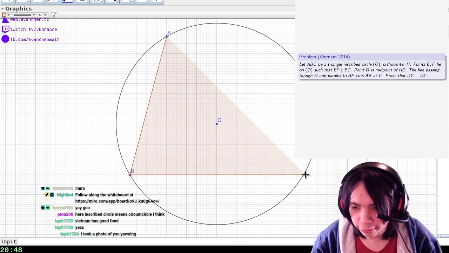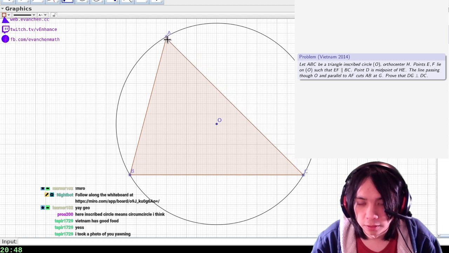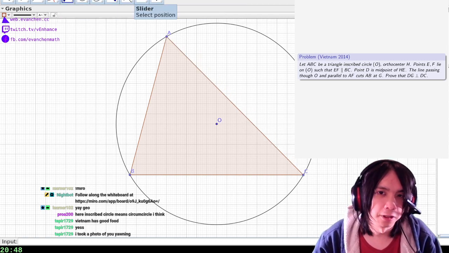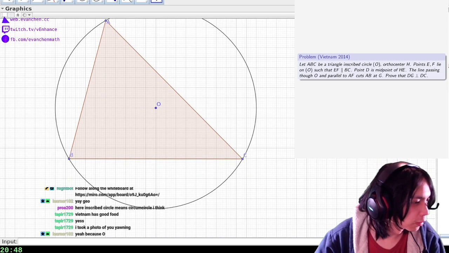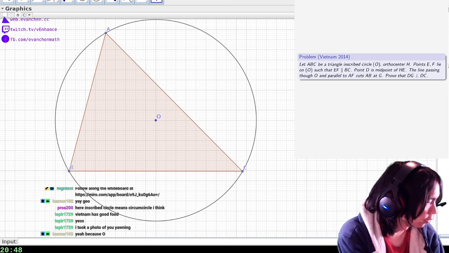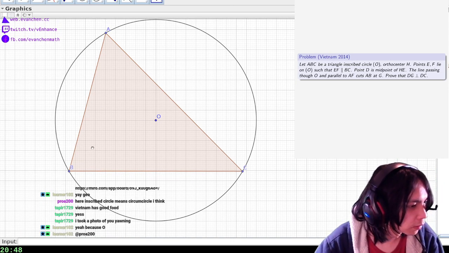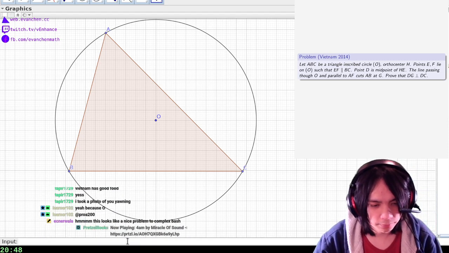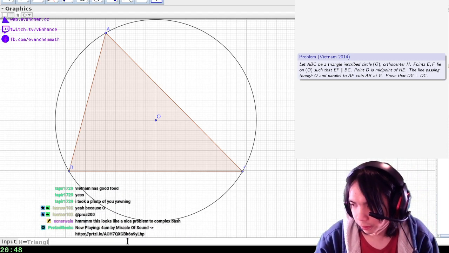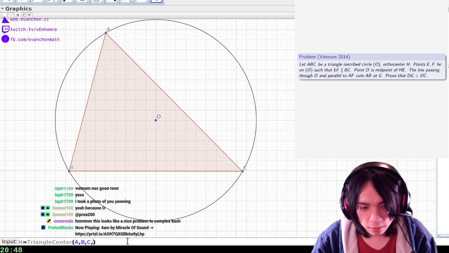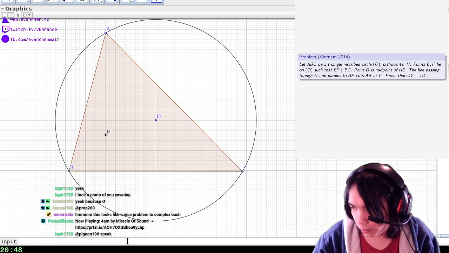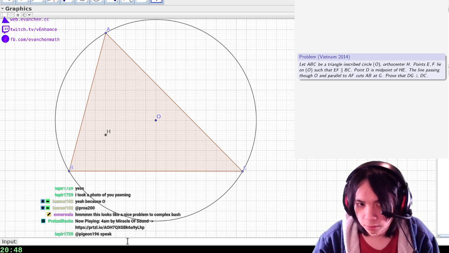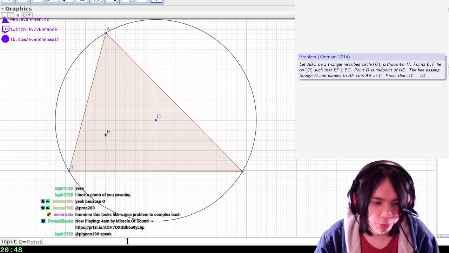Okay, so ABC is a triangle. Garden variety. Euclidean geo. H is the orthocenter. And E and F are... Okay, so E is a random point.